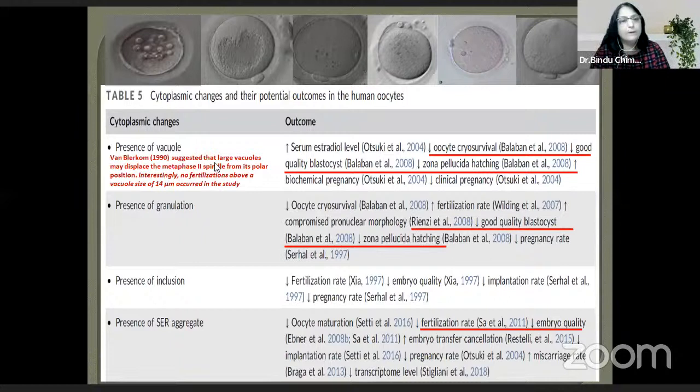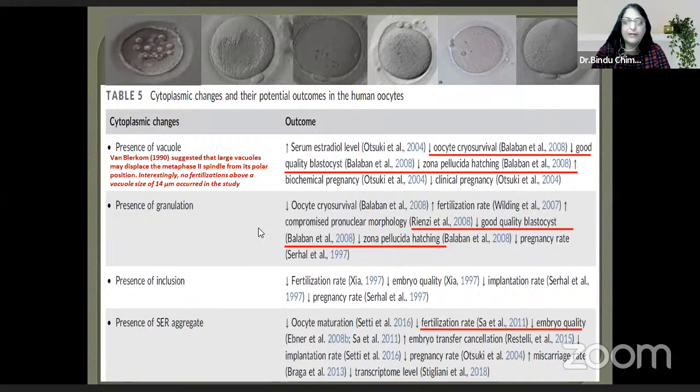Van Blerkom suggested that large vacuoles may displace the metaphase 2 spindle from its polar position. And interestingly, no fertilization above a vacuole size of 14 microns occurred in this particular study by Van Blerkom. So yes, a high degree of vacuolation or vacuoles of a very big size, 14 microns and above, may hamper the fertilization as well as blastocyst formation rate and therefore the clinical outcomes.